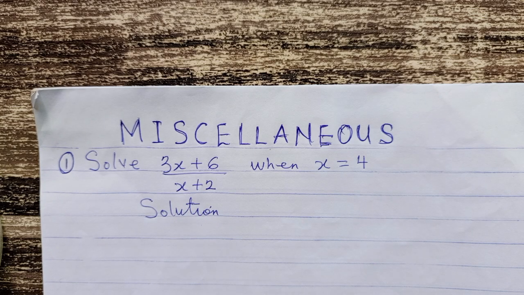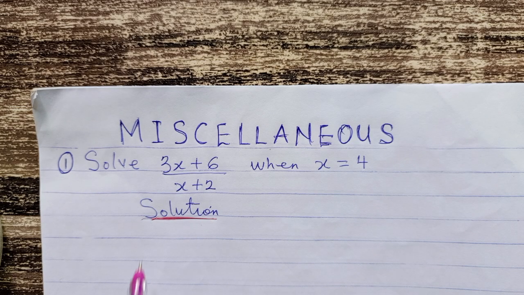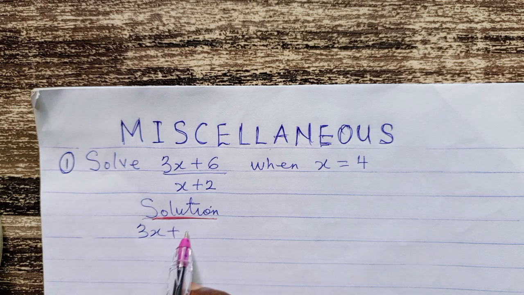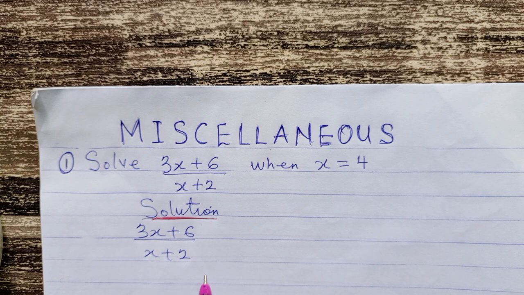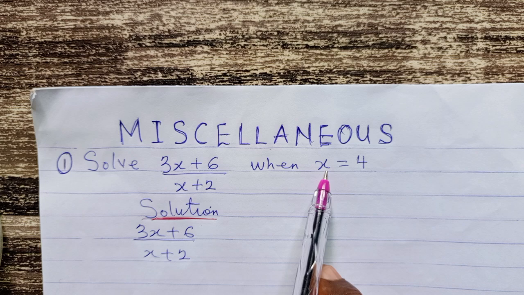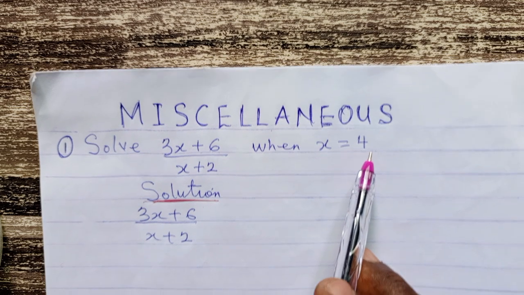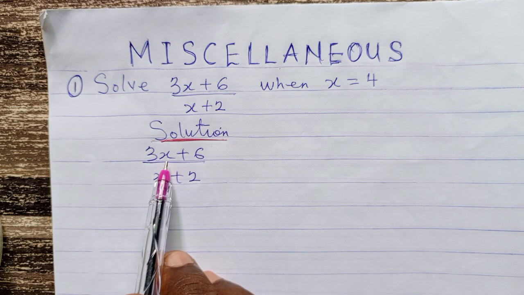Okay, so let's get it underlined. All right, so we have 3x plus 6 divided by x plus 2. So that means that whenever we see x, we replace it with 4. That's substitution. All right, so that will give us what? Anywhere we see x, you replace the x with 4.